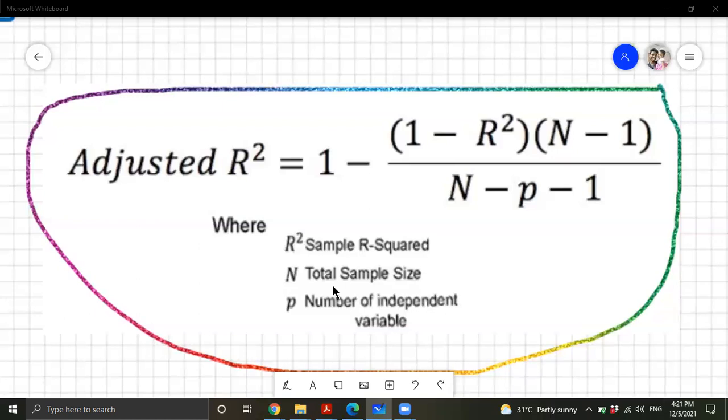So using this N and P, we are making a better metric term than R square, right? So this is what the adjusted R square is, right? So we have discussed what is adjusted R square and why we have to go for the adjusted R square.